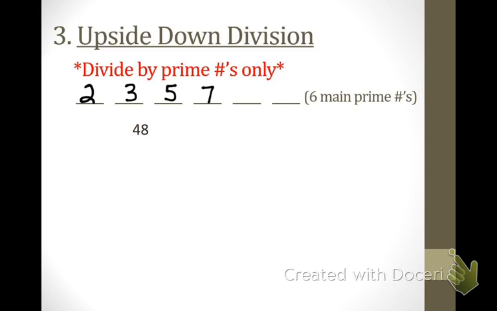How about 10? Composite. Why is it composite? 2 times 5. How about 11? Yes, 11 is a prime number because only 1 times 11 equals 11. How about 12? Composite: 2 times 6, 3 times 4. How about 13? Yes, prime. So right here, these 6 numbers you want to memorize. Those are the main prime numbers, okay?